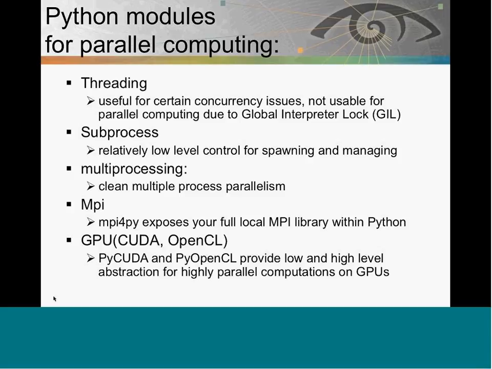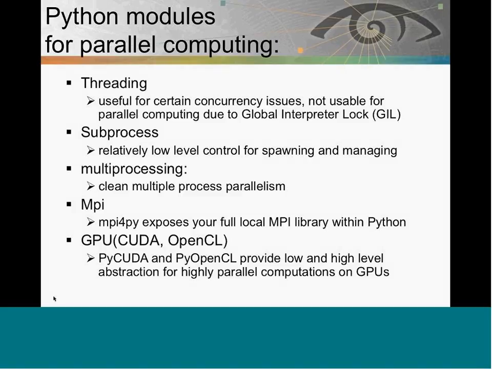One is called threading, which is useful for certain concurrency issues, but as far as threading in Python is concerned, it has the global interpreter lock, and that's why it's not able to use threads for true parallelism. So it is available. If you want to do processing, there is subprocess and multiprocessing. Subprocess offers relatively low-level control for spawning and managing processes, and multiprocessing is becoming quite popular for multi-core computation using Python.